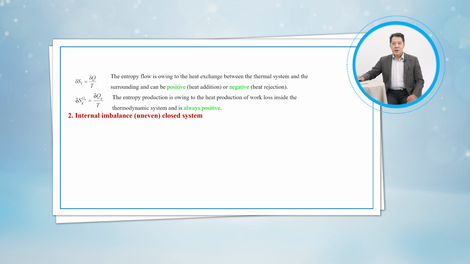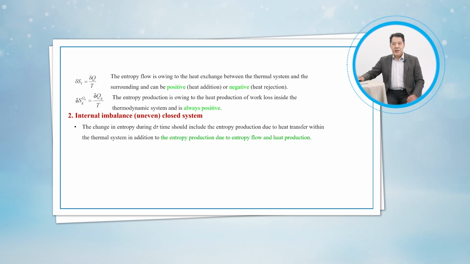Now, let's talk about the entropy flow and entropy production in an internally unbalanced closed system. The change in entropy during a time period should include the entropy production due to heat transfer within the thermal system, in addition to the entropy flow and the entropy production due to heat production.